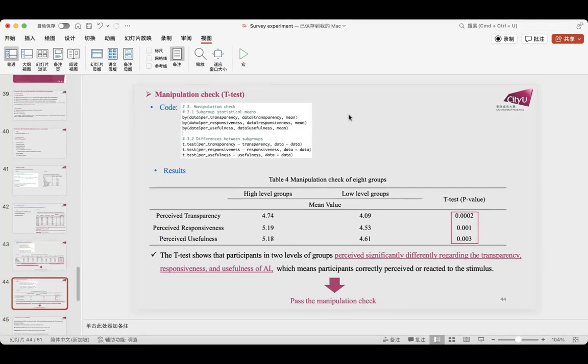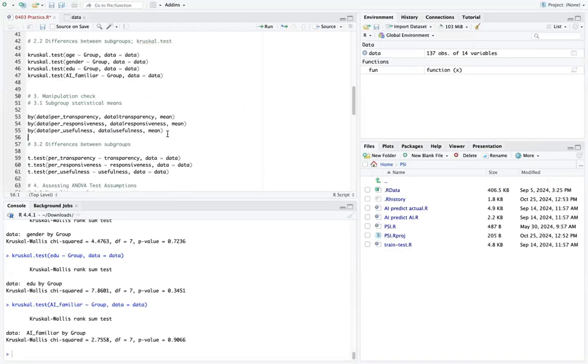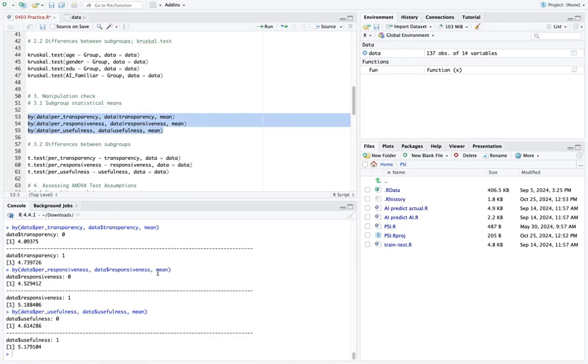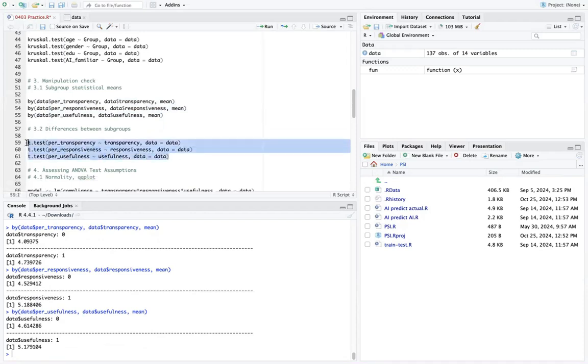Then for the manipulation check, we want to know whether participants in this survey experiment can perceive the different levels of transparency, responsiveness, and usefulness. So in RStudio, similar to the randomization check, we first report the mean value of each group. We can see here the perceived transparency in the lower level transparency group is 4.09, and the perceived transparency in the higher level transparency group is 4.73. And then we do a t-test because there are two groups.